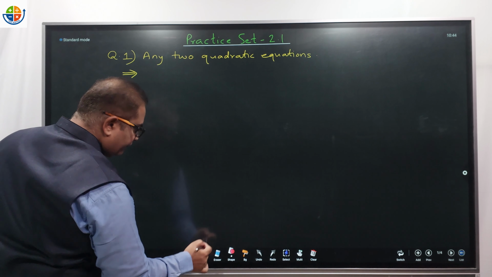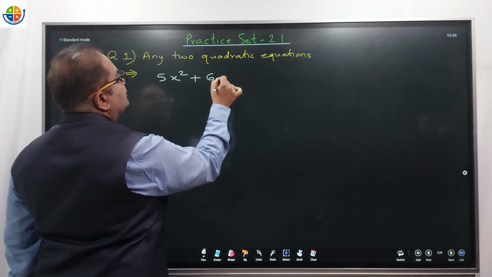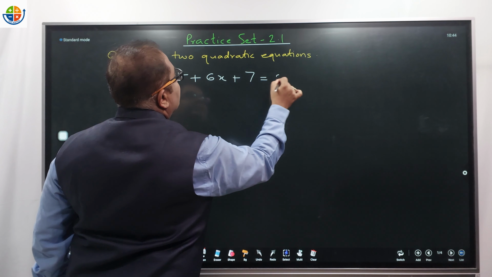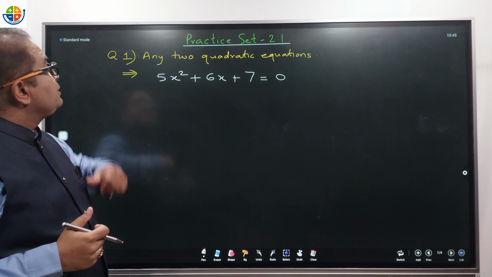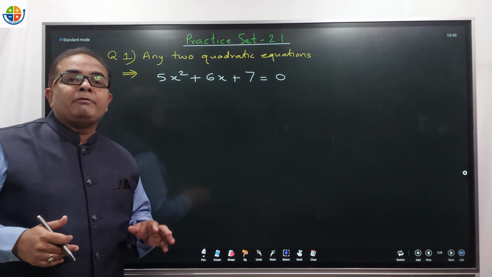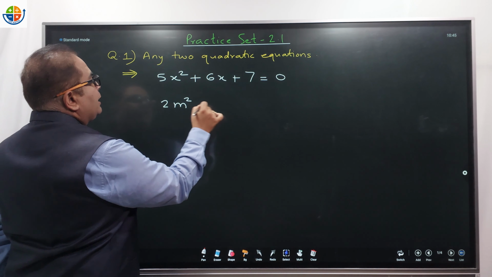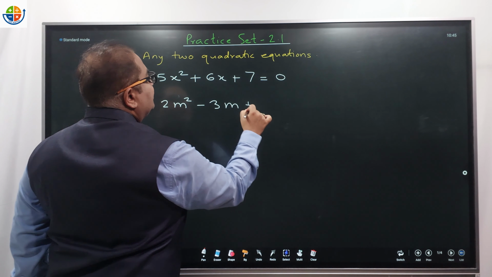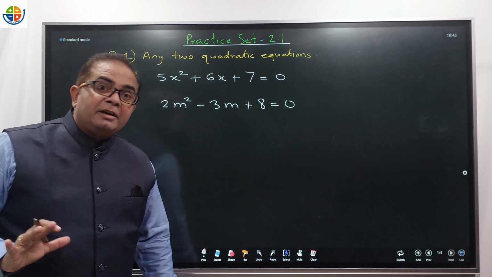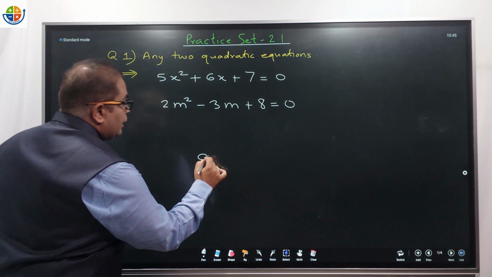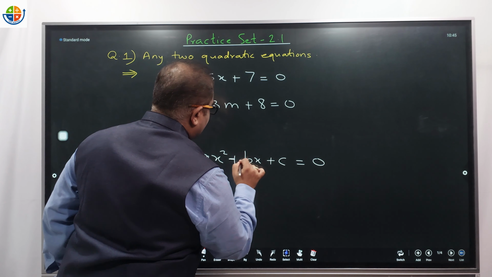I will write so 5x square plus 6x plus 7 is equals to 0. It is a quadratic equation, right? So let's change variable. Instead of x, we'll take variable as m. So we'll write 2m square minus 3m plus 8 is equals to 0. Correct? जो मन में आएगा लिखना है, but it is in the form of ax square plus bx plus c is equals to 0. ये याद रखना है.